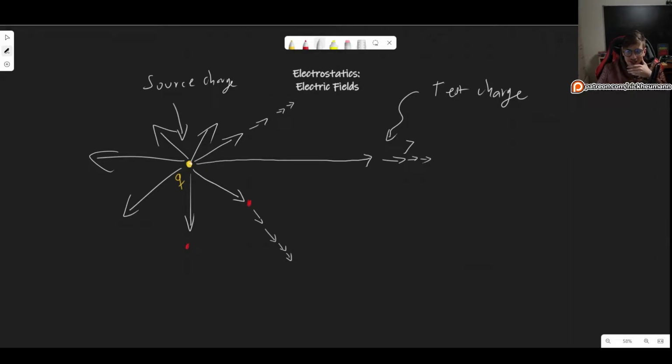If this charge had been negative, for example, then it would be the same scenario, but every single arrow would be pointing inwards. Okay, but that's the main difference that you have to consider. So that is one way to think qualitatively of what the electric field is. It is basically something that permeates the entirety of space and acts on other charges.